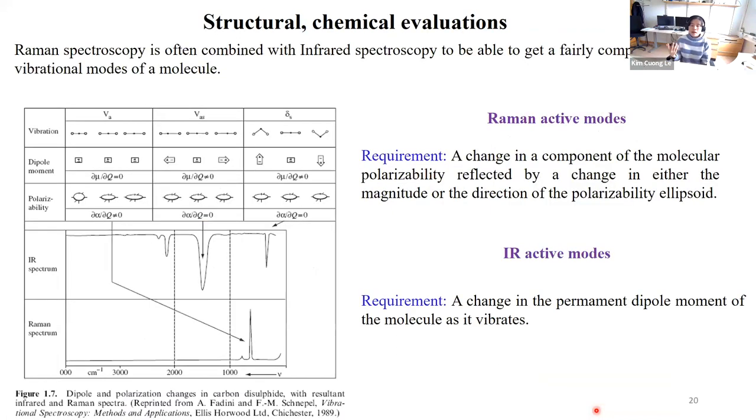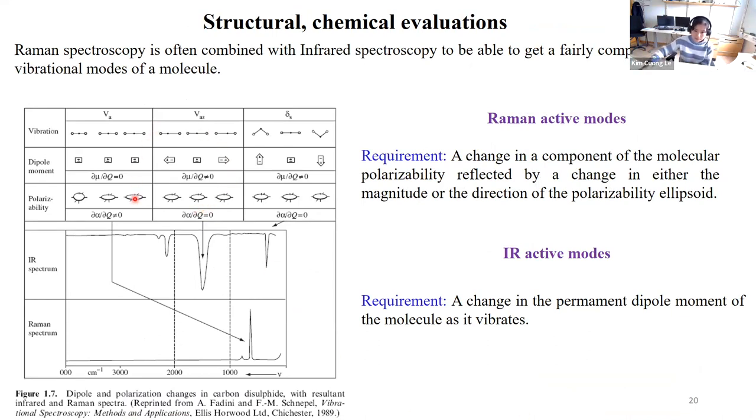Let me continue. Raman spectroscopy is very popular, but it's normally combined with other techniques such as infrared spectroscopy to get a complete picture of the vibrational modes of our sample. Because the condition to have a Raman mode is that we need a change in the polarizability of our sample when it vibrates.